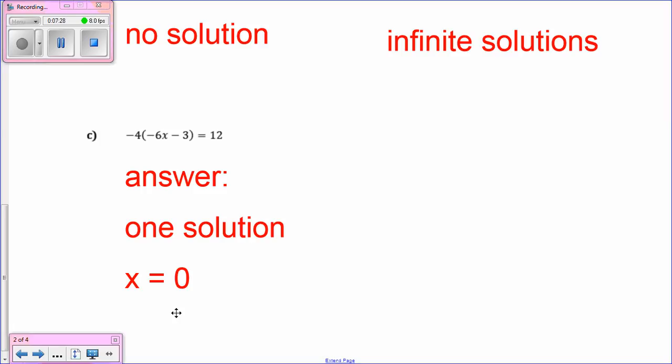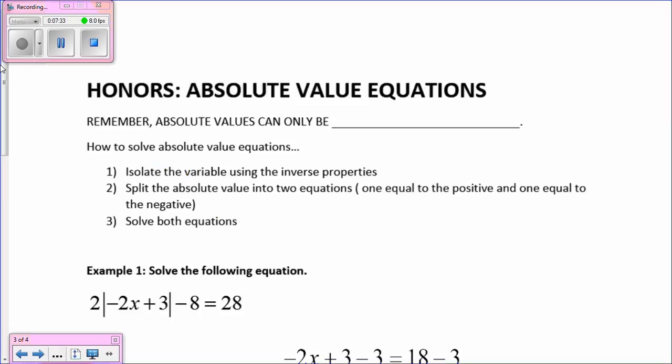It can only help. Alright, moving on to the next part, which is the honors topic, absolute value equations. With absolute value equations, we need to remember that absolute value can only be positive. There are 3 steps in solving an absolute value equation. Absolute values have multiple answers. If I said the absolute value of x equals 3, there are 2 possibilities for x. It could be negative 3 or it could be positive 3. That's the same thing with this equation. So we split it up into 2 possibilities.